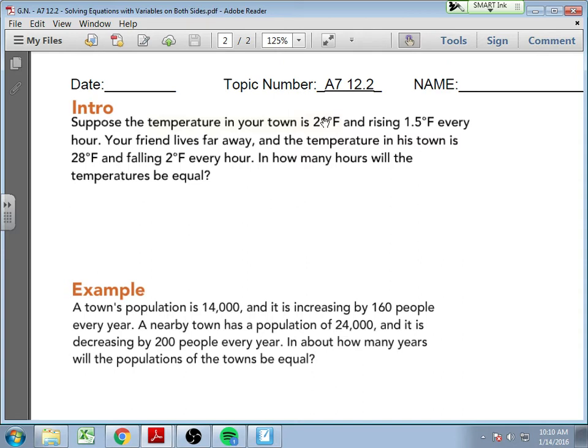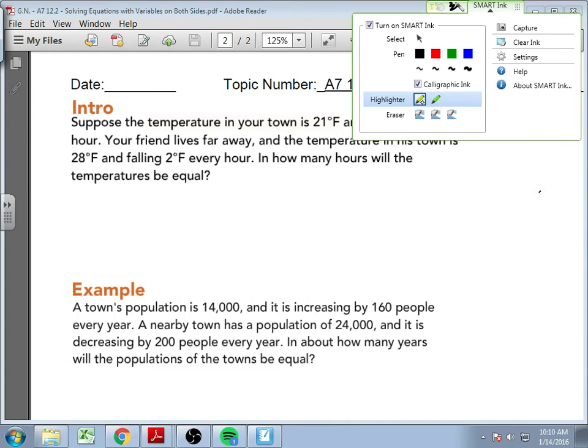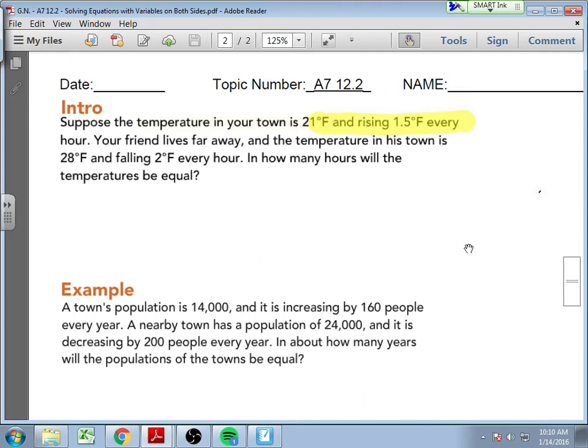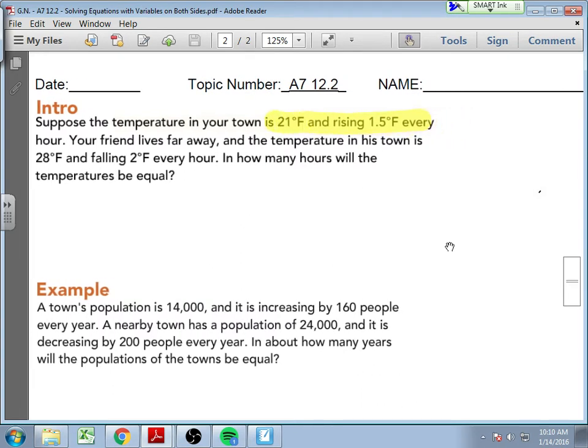So how would we write our temperature of 21 degrees rising 1.5 every hour? How would we write that, Ella? I think 21 plus 1.5 H. Yeah, 21 plus 1.5 H. Actually, I'm probably going to have to move that down to here.